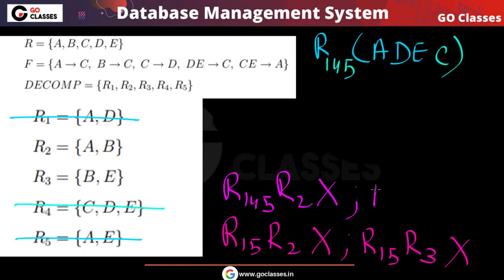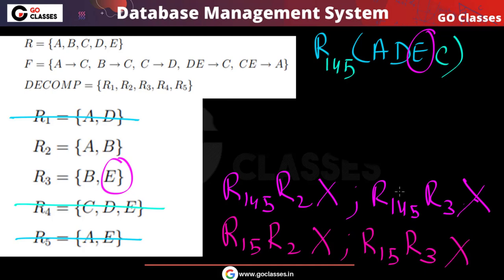Can I combine R145 with R3? Let us check it out. The common set of attributes is actually E, and this E is not a super key in both of them, so again we cannot combine them.